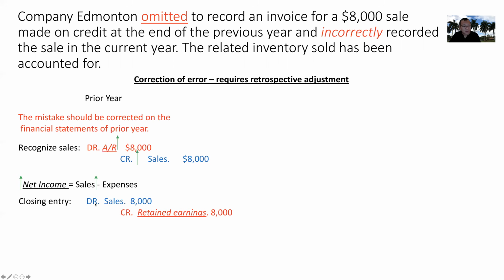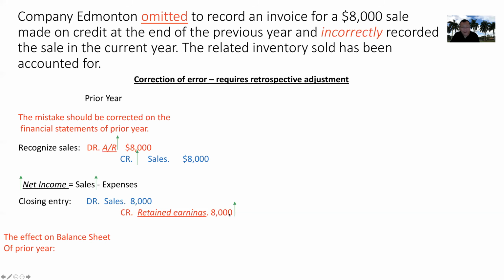So we're gonna reverse, we're gonna close this sales, okay? We're gonna debit the sales, right? Because now I have a credit balance of sales 8,000. To close it, to make sales be 0, I have to debit sales by 8,000. And then I close it into the retained earnings. I credit retained earnings for 8,000. Okay? So as you can see, the sales entry is canceled, right? Now my retained earnings increased by 8,000.